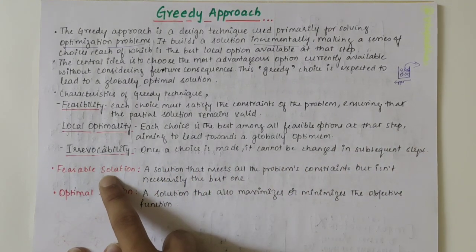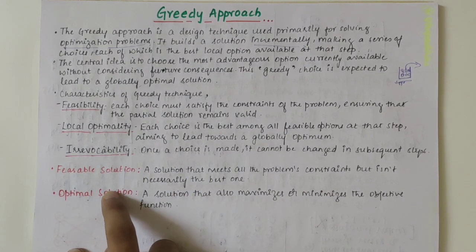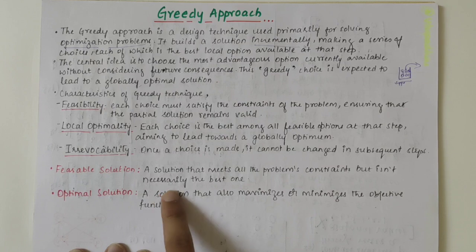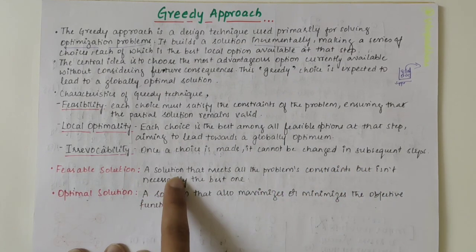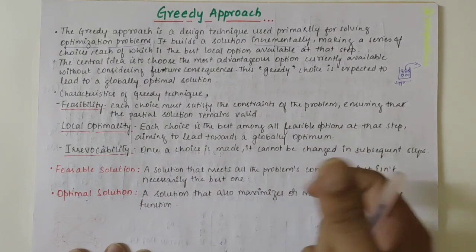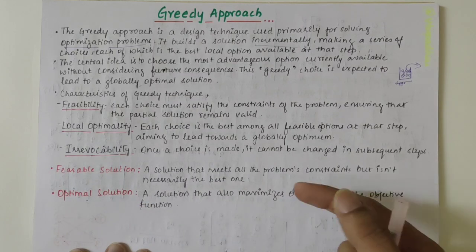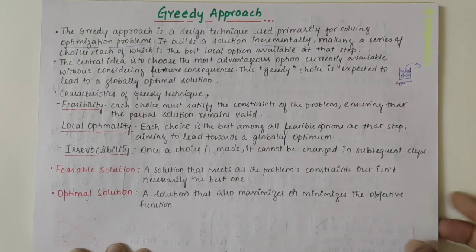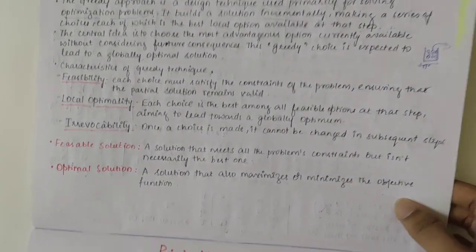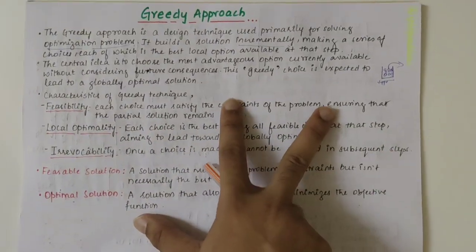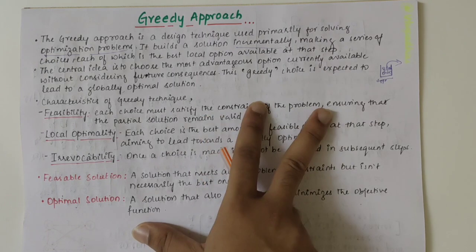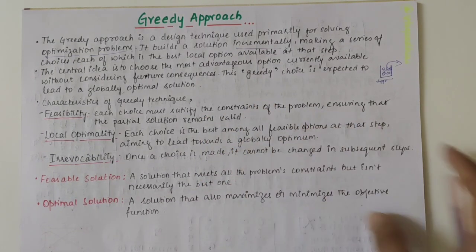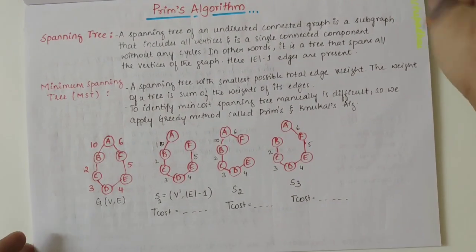Next, we'll understand the definition of feasible and optimal solution. A feasible solution is a solution that meets all problem constraints but isn't necessarily the best one. That is the solution which we get at that particular step. Then we have the optimal solution, that is a solution that also maximizes or minimizes the objective function. Among the feasible solutions, we select one optimal solution. So this was about greedy approach. In exam, this could be the theory part, or the characteristics of greedy approach could be asked for 3 marks or 2 marks.